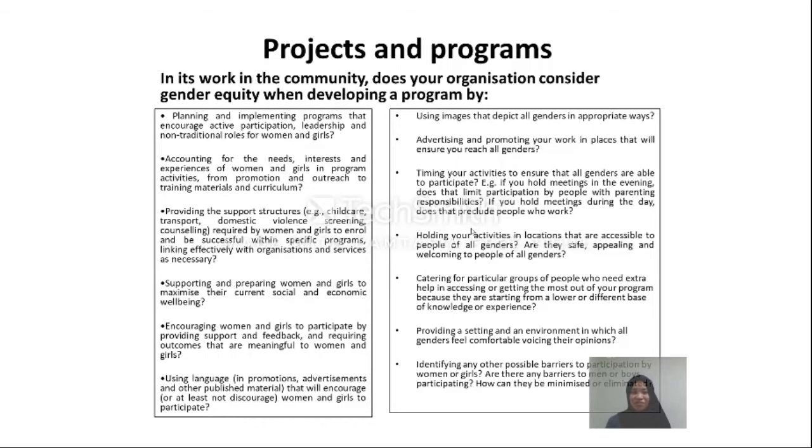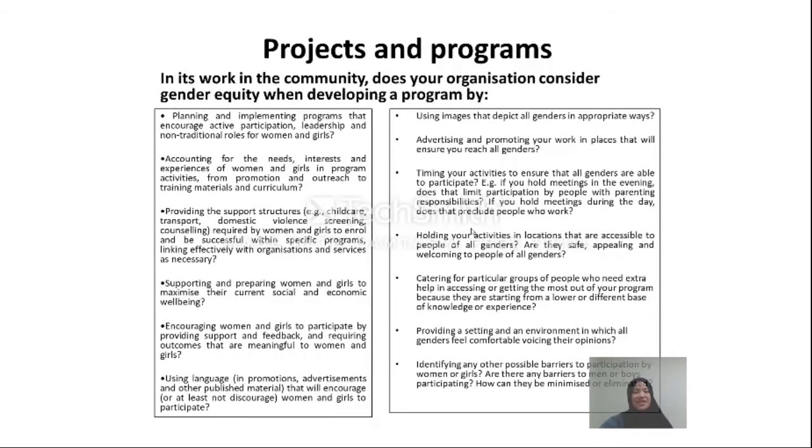Second, accounting for the needs, interests, and experiences of women and girls in program activities from promotion and outreach to training materials and curriculum. Third, providing the support structures. Example, what are these? These are childcare, transport, domestic violence screening, counseling, required by women and girls to enroll and be successful within specific programs, linking effectively with organizations and services as necessary. Fourth, supporting and preparing women and girls to maximize their current social and economic well-being.